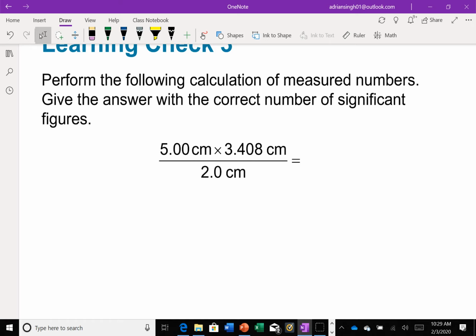All right, let's have you do this one. 5 points. So take your calculators out if you didn't already. 5.00 centimeters times 3.408 centimeters divided by 2.0 centimeters equals. And I'm going to do it along with you with my calculator. See what I get.